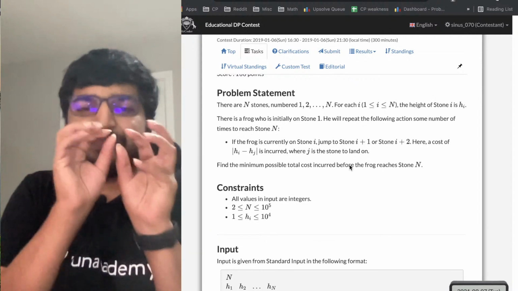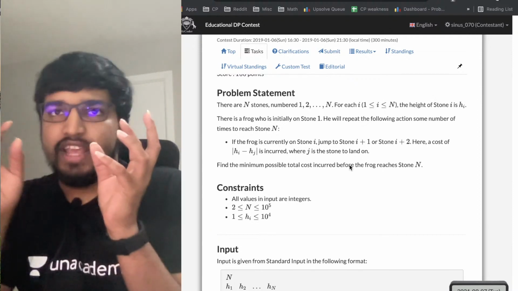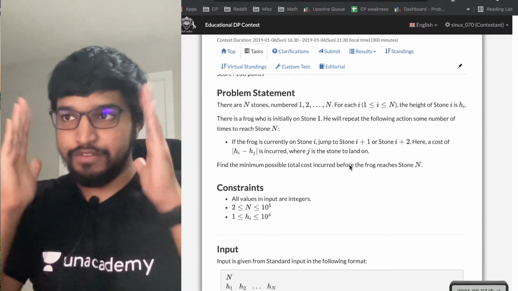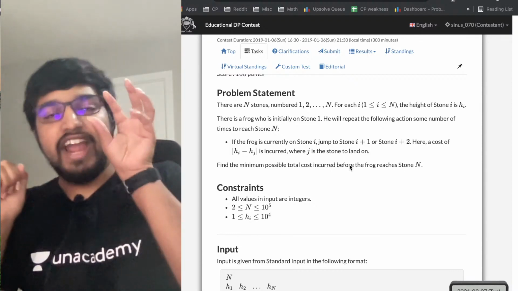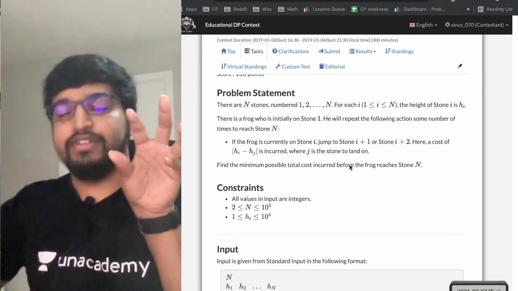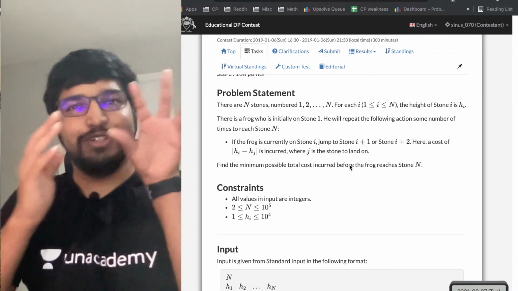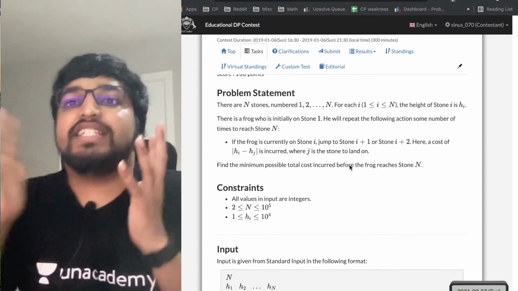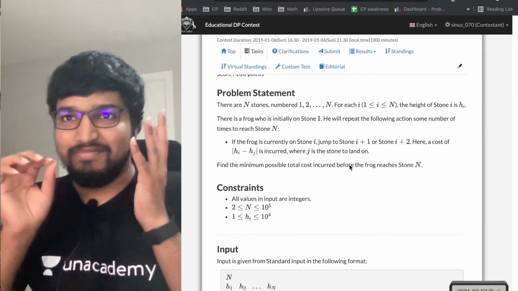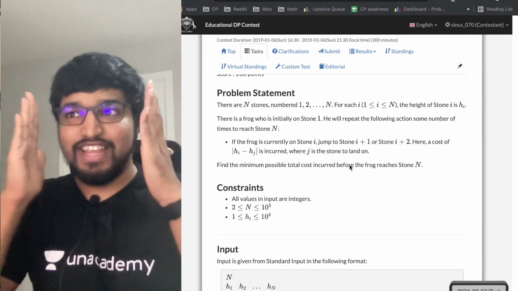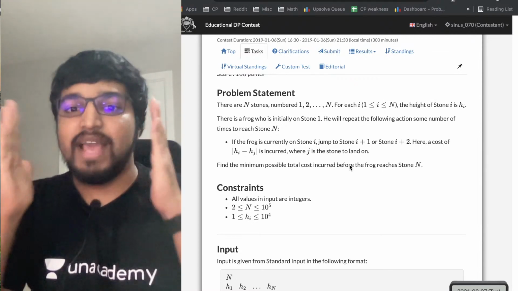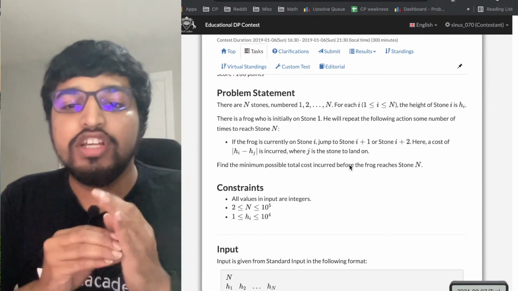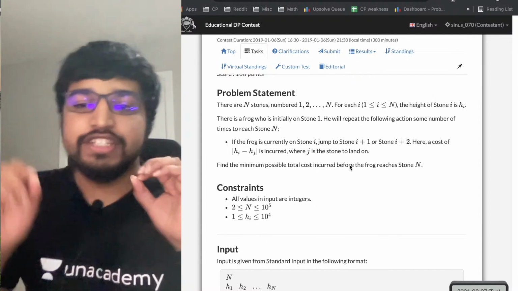Now, the cost of jumping from one stone to another stone, like if he jumps from 3 to 5, the cost is the absolute of hi minus hj. Meaning, if the height of stone 3 is 5 and the height of stone 5 is 10, the cost will be the absolute of 5 minus 10, which is 5, the absolute of minus 5. You don't take it with the sign, it's the absolute value, right? So what is the minimum total cost incurred before the frog reaches stone n?